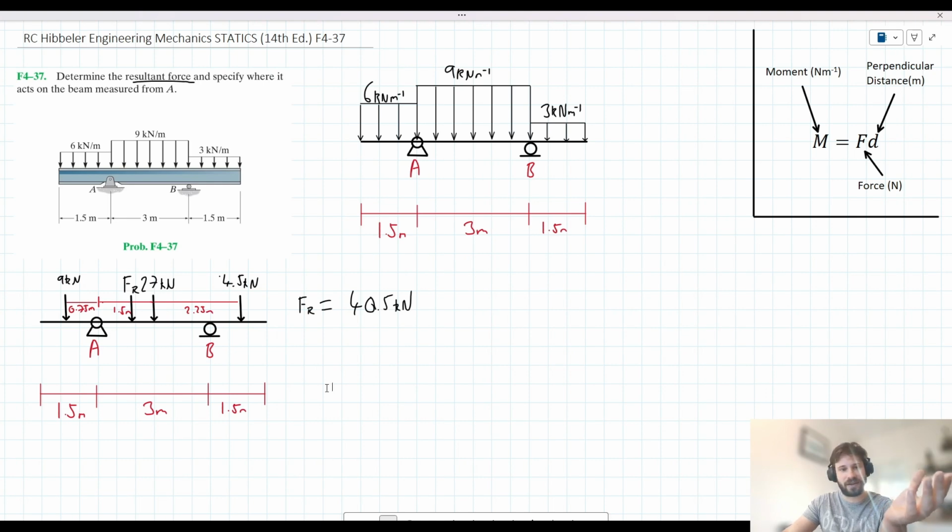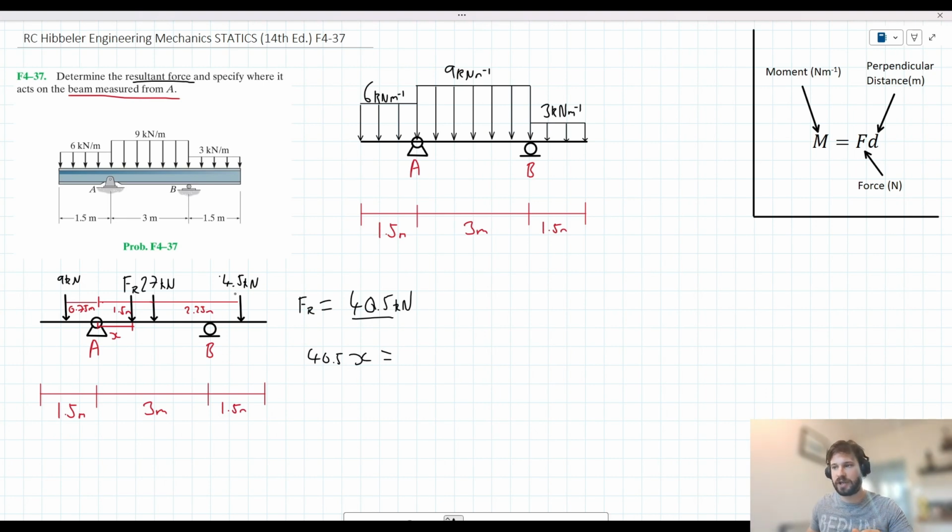We could say then, surely, that the sum of the moments produced from these forces is equal to the moment produced by our resultant force. Okay. Let's describe the distance from A. So we're looking for the distance measured from A here. Let's describe that distance as x. And we could then say that the moment produced by the resultant force is equal to x Fr. I'm just going to call it 40.5. Okay, so 40.5x. That's the moment produced by the resultant force.